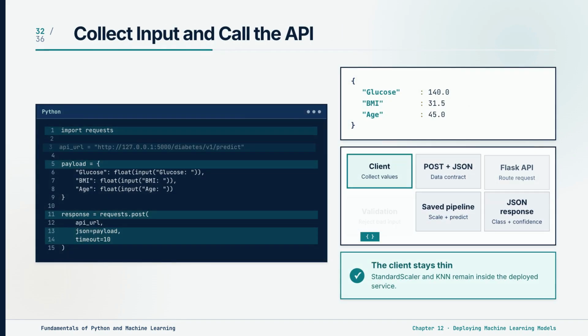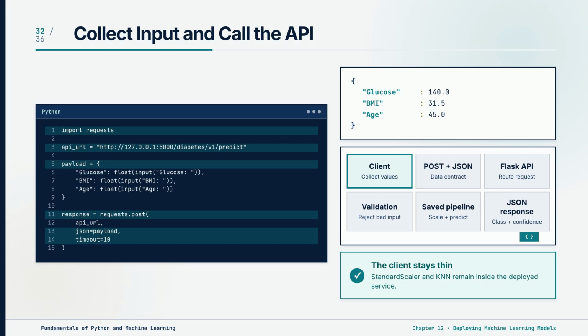The client imports the requests library and stores the prediction endpoint URL. It prompts the user for glucose, BMI, and age. The values are converted to floats and placed into a Python dictionary. Passing the dictionary with a json argument causes requests to serialize it and set the appropriate content type. The timeout prevents the client from waiting indefinitely if the service does not respond.